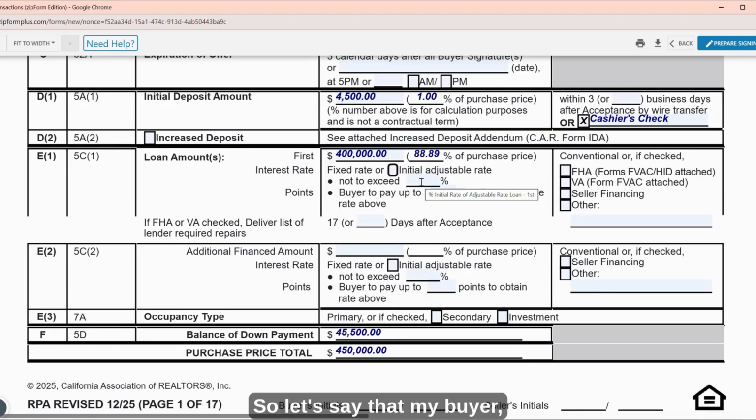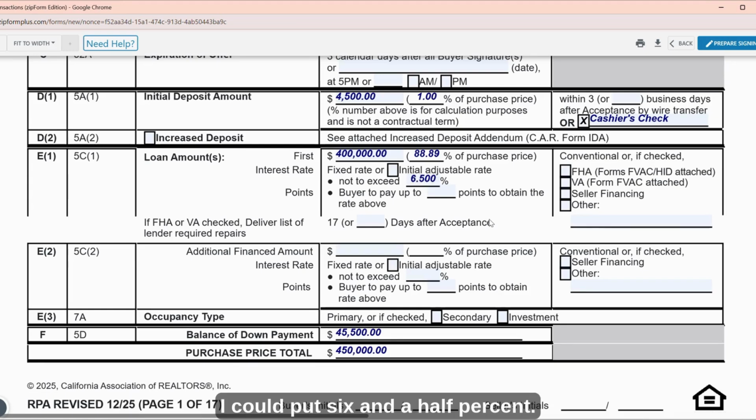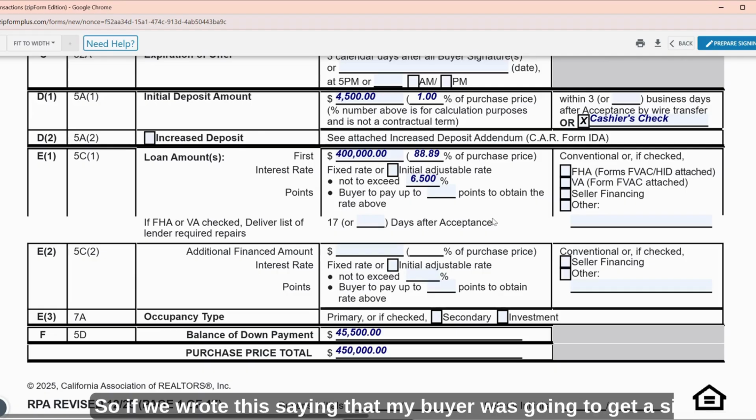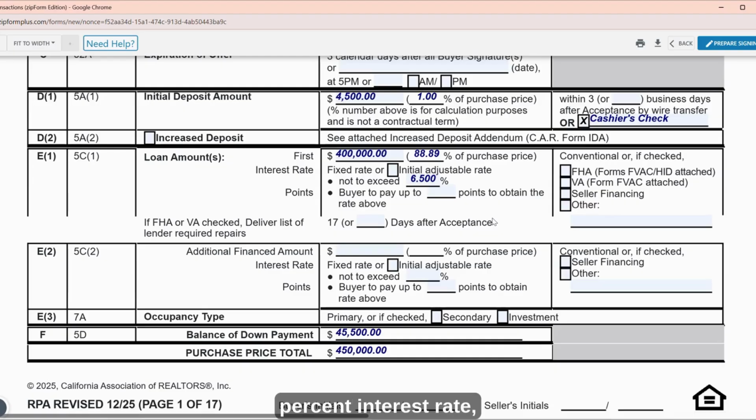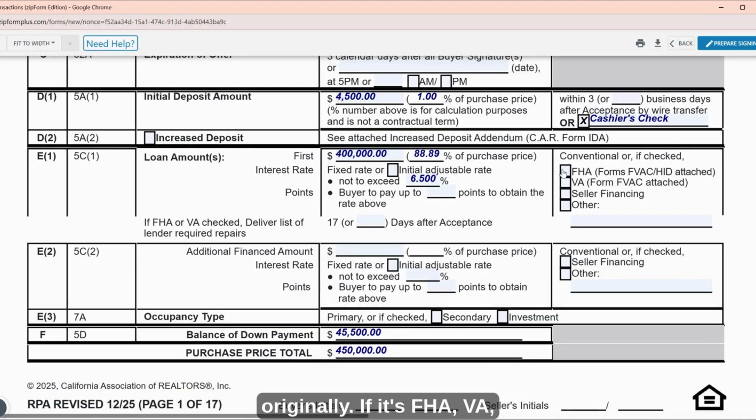So let's say that my buyer was quoted that they were going to get a 6.5% rate. I could put 6.5%, and then I can actually use this as a means of getting out of the contract if my buyer can't get that. So if we wrote this saying that my buyer was going to get a 6.5% interest rate, and the best he could do is a 6 3/4, my buyer could say, well, I'm not moving forward because I didn't get the rate that I was quoted originally.